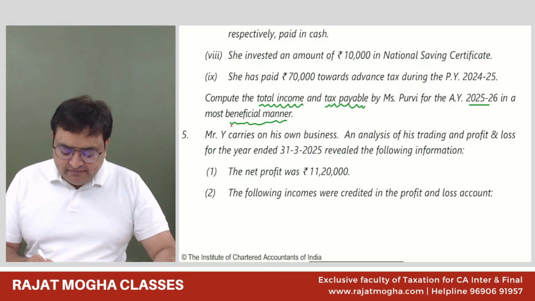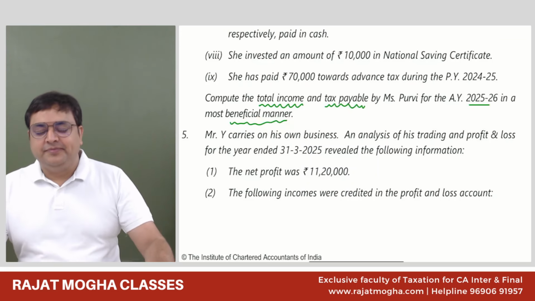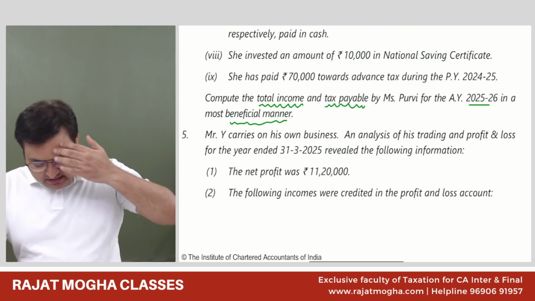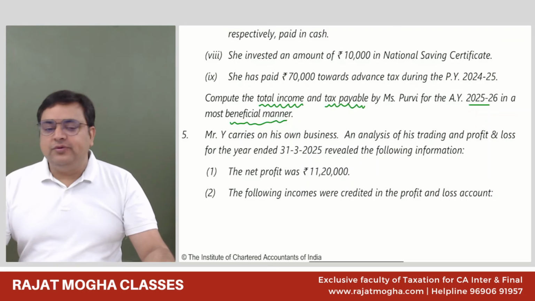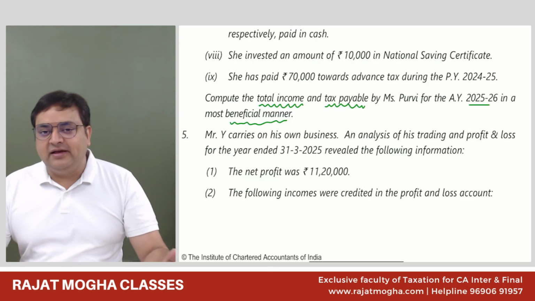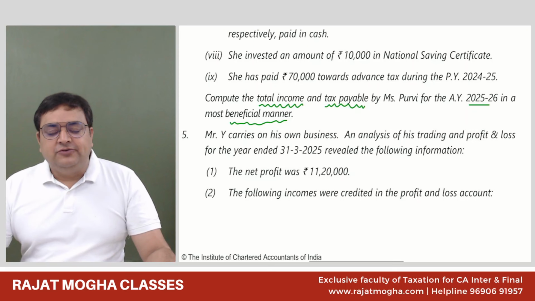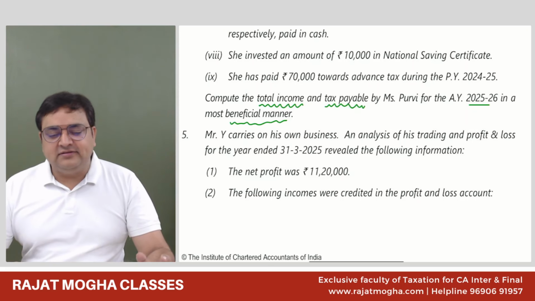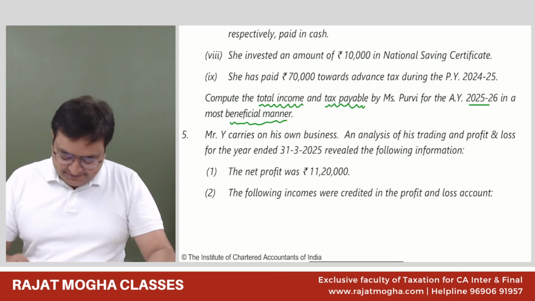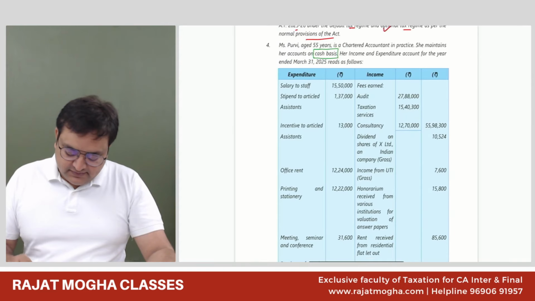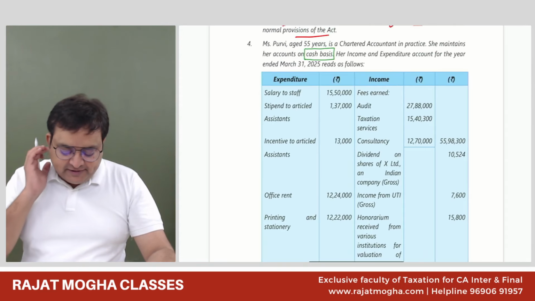Now, what does it mean by most beneficial manner? Correct. We have to compute the taxes as per the optional regime as well as the default regime, and whichever is more beneficial to her, we will take that. So in this case, they are asking us to compute by both the regimes. Let us see her income and expenditure account.